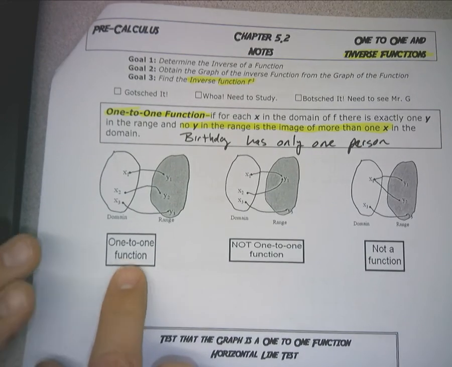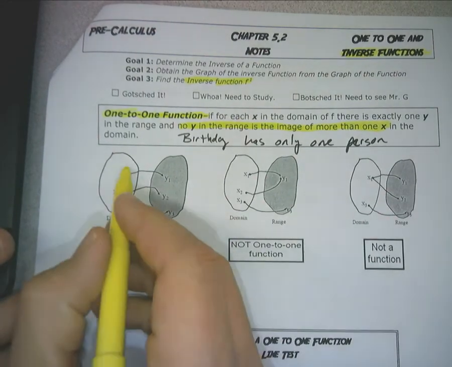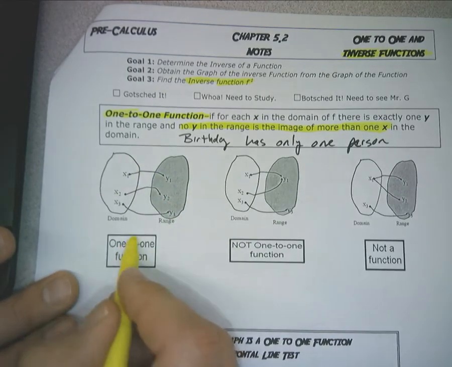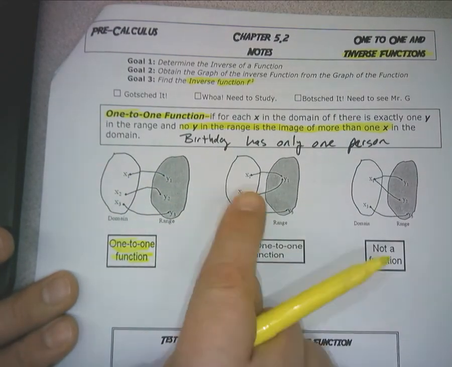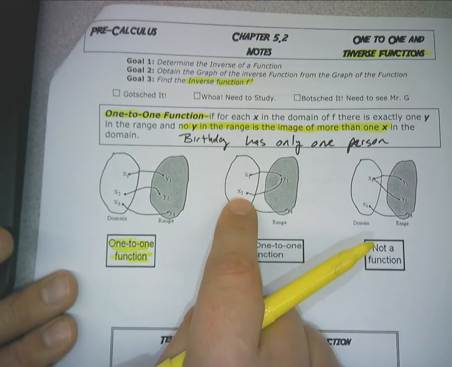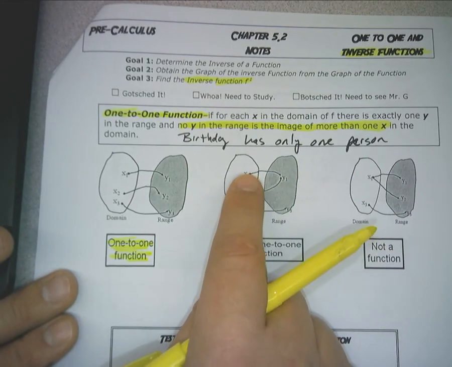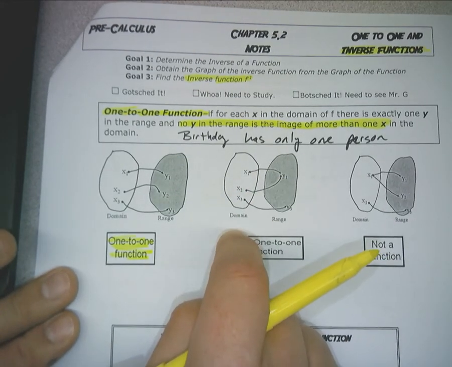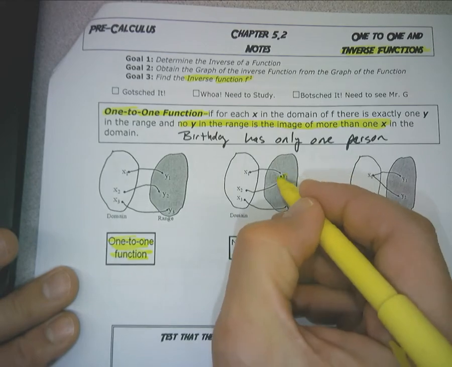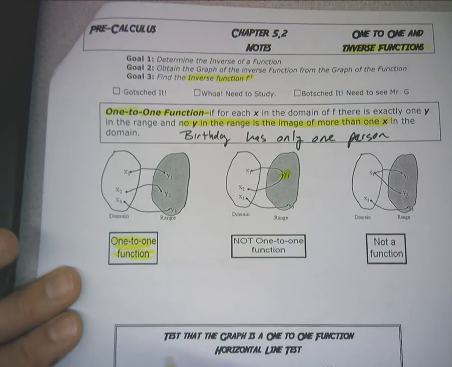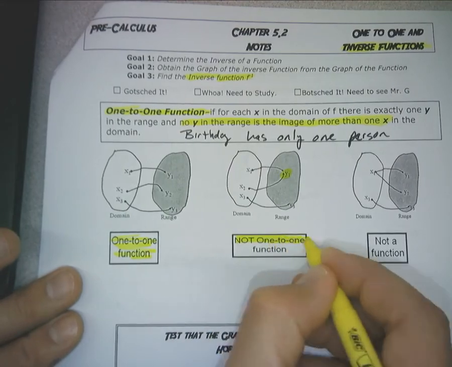So this is an example of a one-to-one function, all right? Every x has only one y and every y has only one x, okay? So that's one-to-one. This guy's a function. It's okay that x1 and x2 are going to y1. It's okay that these two guys have the same birthday. That's totally fine. That is a function, but it's not one-to-one because y has an image to 2 x's. So it's a function, it's just not one-to-one.